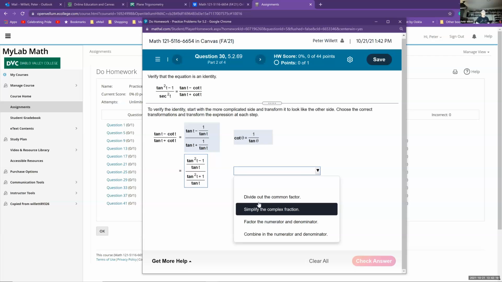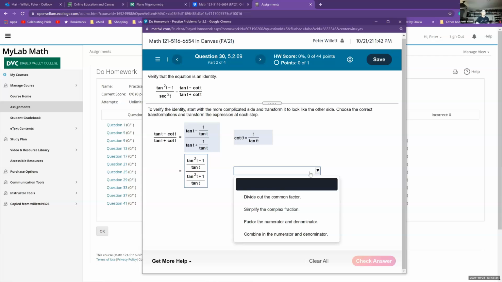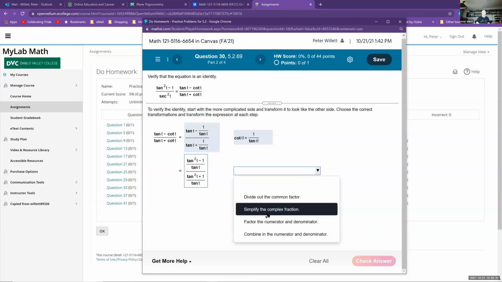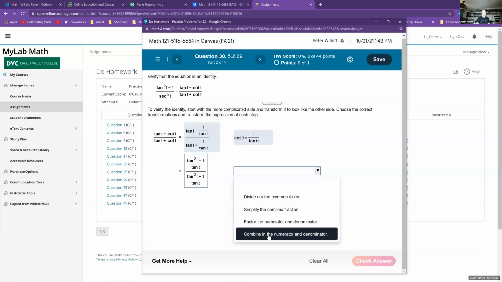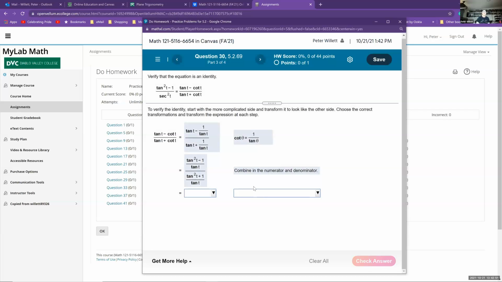Interesting. Did they give us a way to simplify the complex fraction? So I guess some of these you have to figure out the way they want it done, which looks like none of these. I'm not sure honestly what they're saying here. Divide out the common factor, simplify, no, factor the numerator and denominator, combine the numerator and denominator. I guess that's that. Let's find out. Okay, because we combined the numerator terms and the denominator terms, they summarize that as combine in the numerator and denominator. Yeah, that's okay.